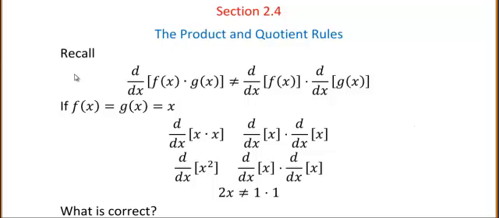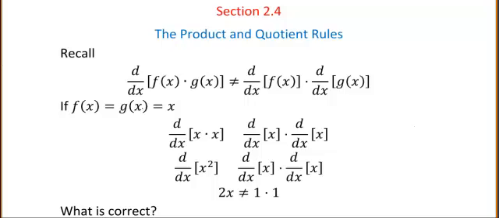In the last section, we showed why we needed a product rule. Recall that if we wanted to take the derivative of the product of two functions, f times g, this was not generally the derivative of f times the derivative of g. To show that, we used the example f of x equals g of x equals x.